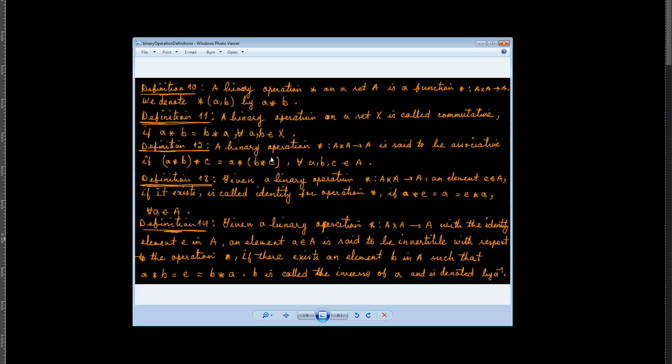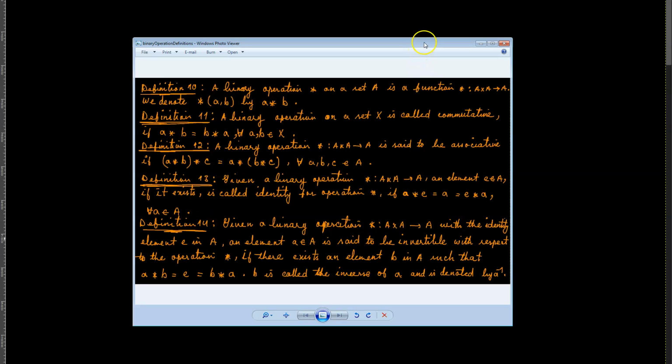Okay, so question number 10, we asked: find which of the operations given in question number 9 has identity. So identity means that, given a binary operation star on a set A, an element E belonging to A, if it exists, is called identity for operation star if A star E is equal to E star A is equal to A, for all A belonging to the set A.